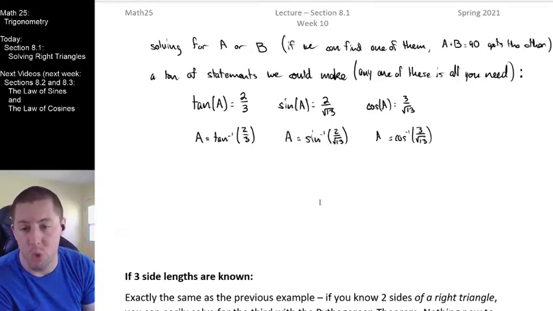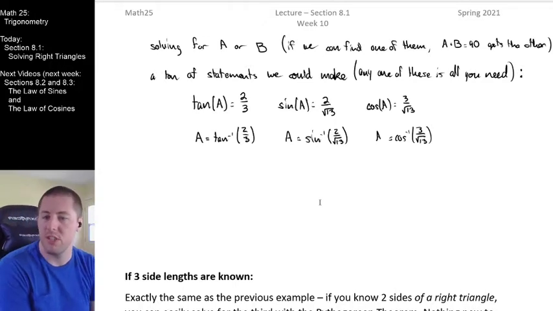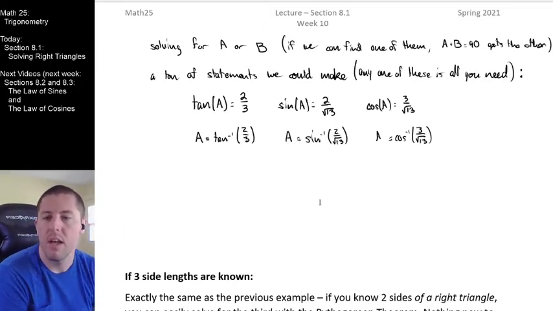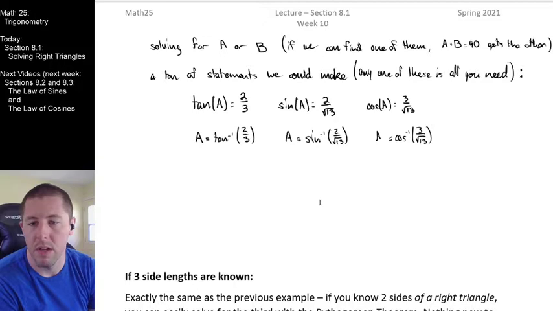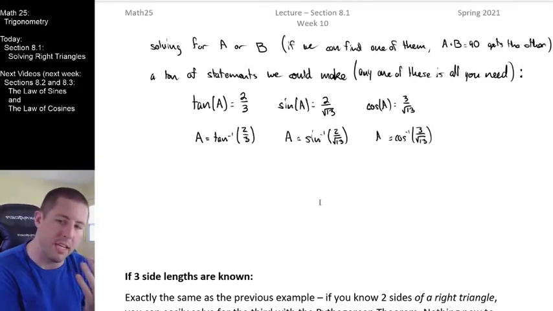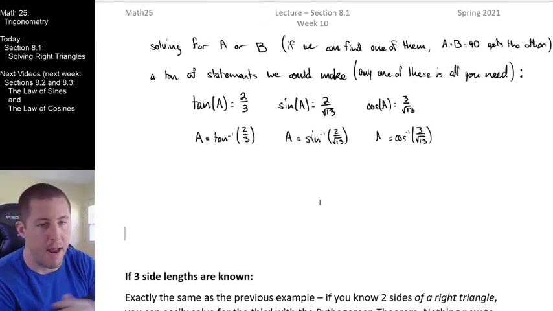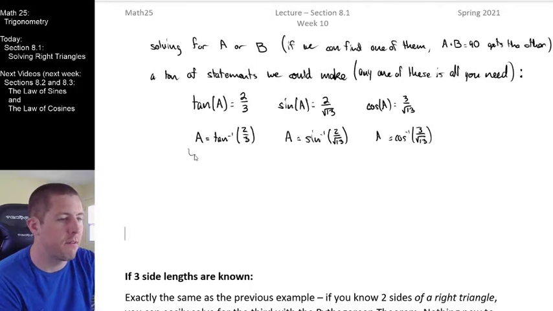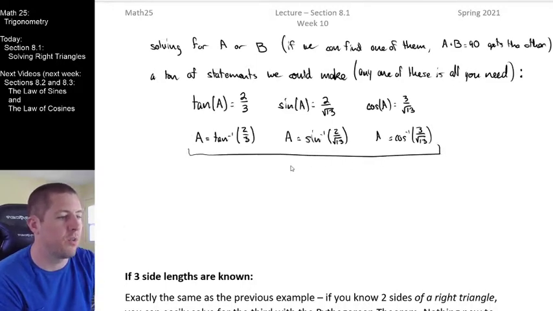So you literally have 12 different options of an equation that you could set up relative to this triangle to help you solve for a missing angle. Once you know one of the 2 missing angles, you can easily find the other by subtracting it from 90. So let's just kind of go to our calculator here and just do one of these guys.